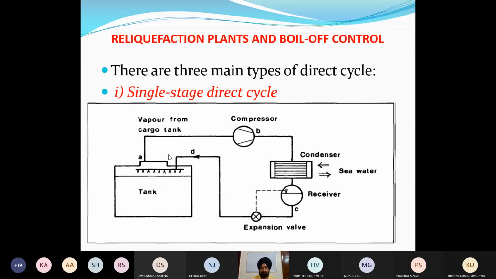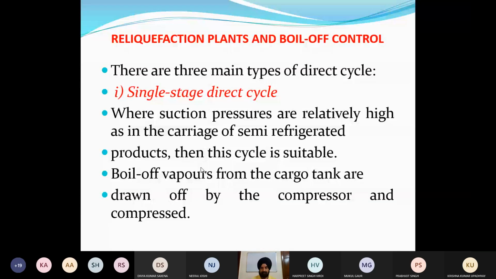Three main types of direct cycle. Now one is single stage. So you get a question: what is a reliquefaction plant and how many types, and describe any one of them. So no need to describe all, one is enough. Single stage, you have seen, single stage direct cycle.